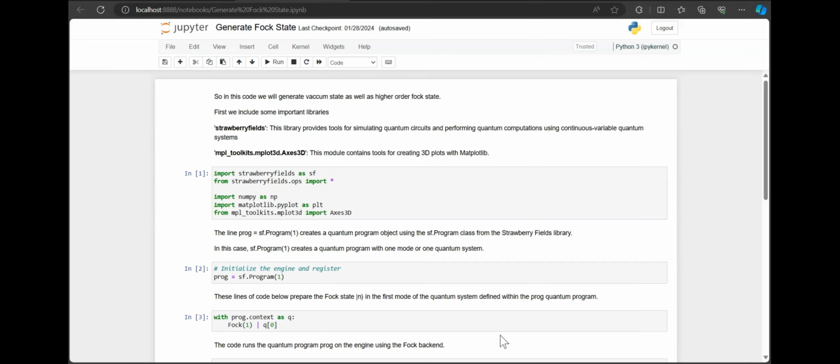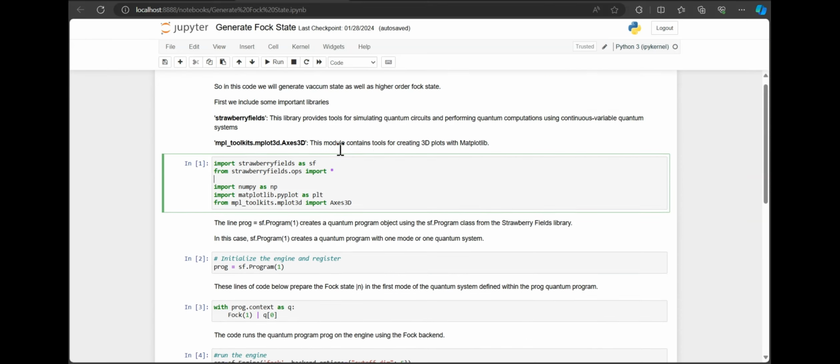So we first start by including some important libraries. We import the Strawberry Fields library in this manner: import strawberryfields as sf. Then we import NumPy. It will be useful to us. Matplotlib and mpl_toolkits: this module contains tools for creating 3D plots with Matplotlib, because we will need a Wigner function distribution. It will be a 3D plot. Now let's move ahead.